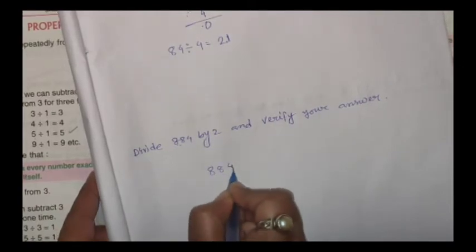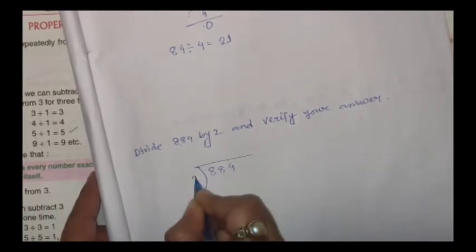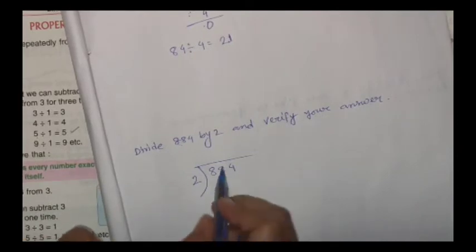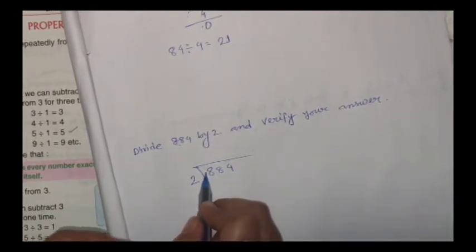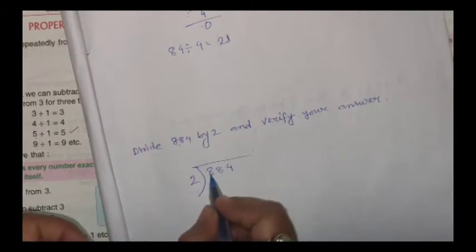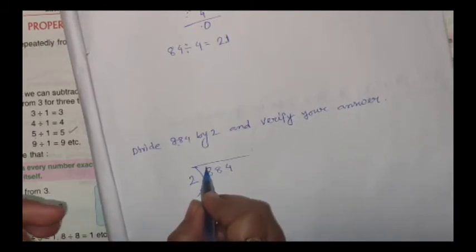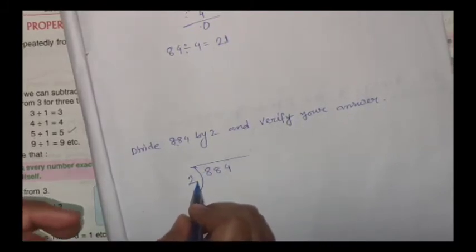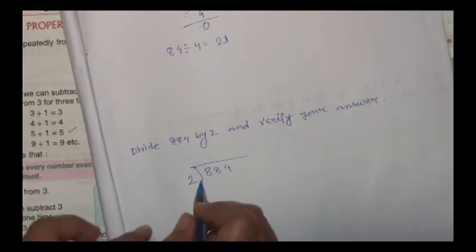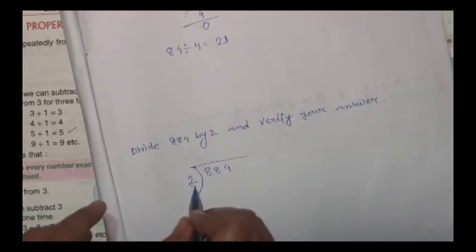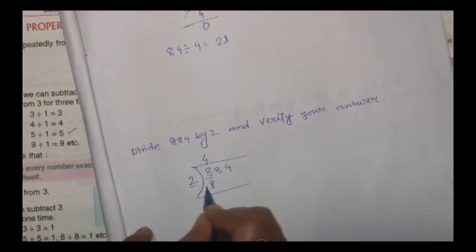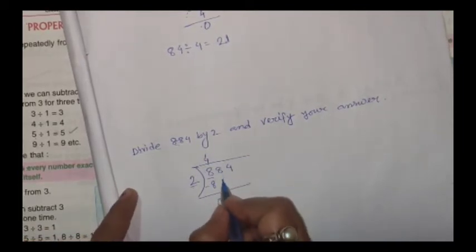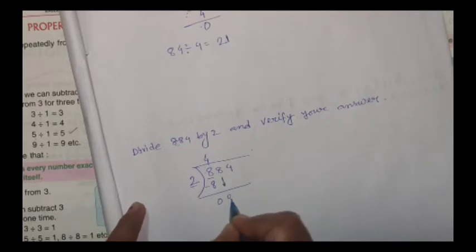So first of all arrange this number this way. Now we need to start division from the left side. Here the leftmost place is the hundreds place. So you have to start the division from the hundreds place. So first we need to divide this 8 by 2. So 2 4s are 8. Then 8 minus 8 is 0.